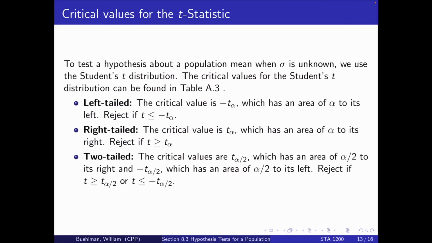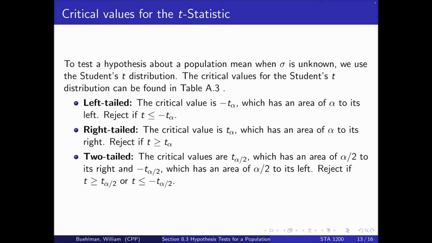What if we wanted to use the critical value method to test a hypothesis about a population mean when the standard deviation is unknown? We use the student's t-distribution. The critical values for the student's t-distribution can be found in table A3. So if we're doing a left-tailed test, the critical value is negative t alpha, which has an area of alpha to its left. Reject if t is less than or equal to negative t alpha. For our right-tailed test, the critical value is positive t alpha, which has an area of alpha to the right. So reject if the test statistic is greater than or equal to the critical value.